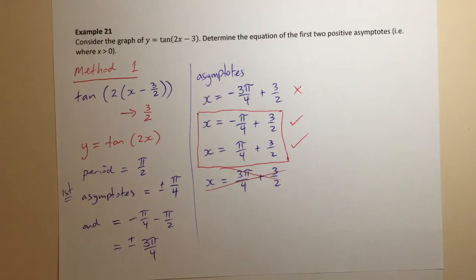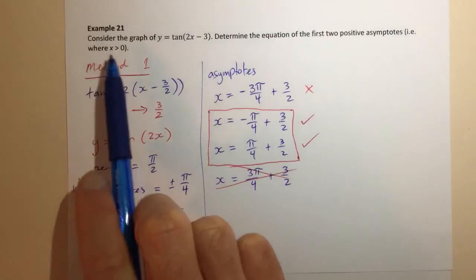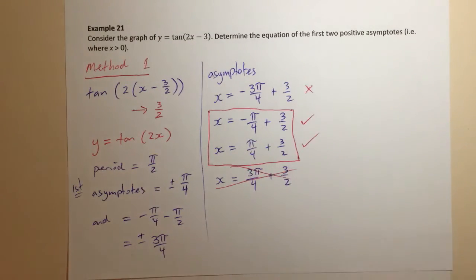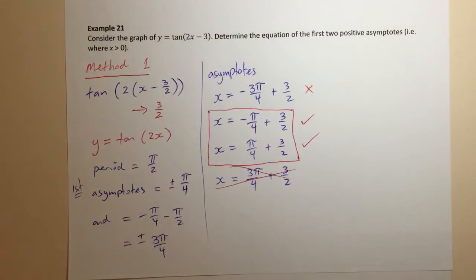All right, so we said we'd show another method for example 21. Just a reminder of the question: consider the graph of y equals tan of 2x minus 3, determine the equation of the first two positive asymptotes. This first method is what we went through in the previous little bit.